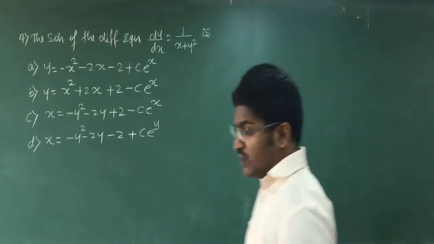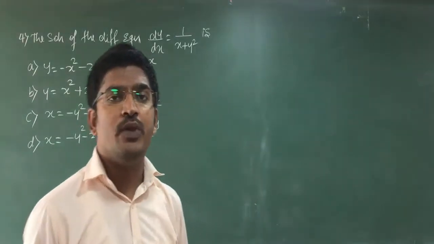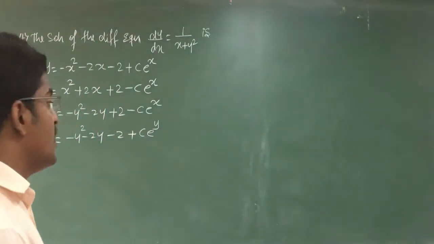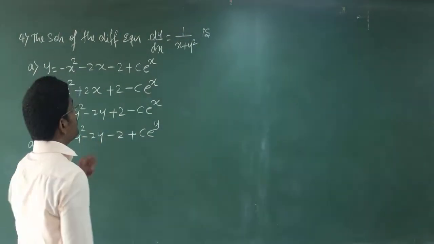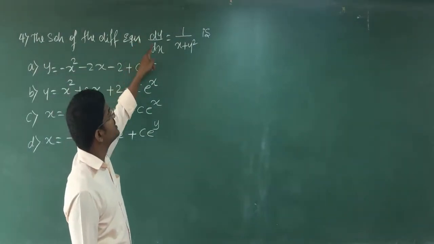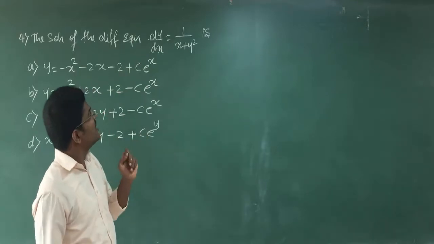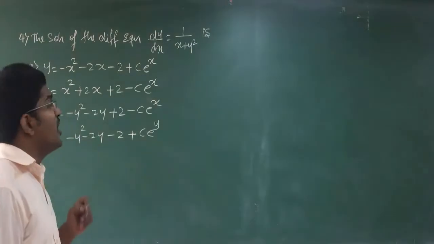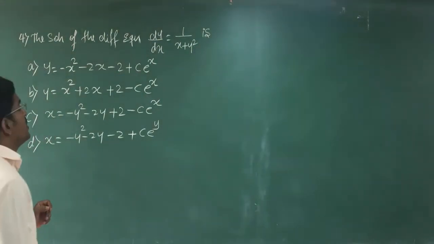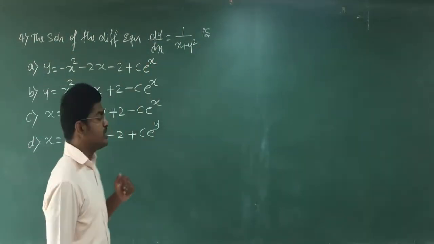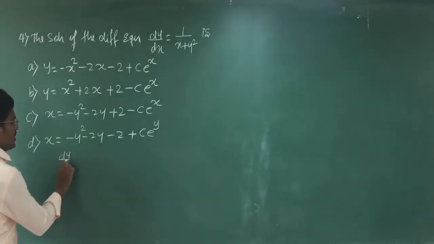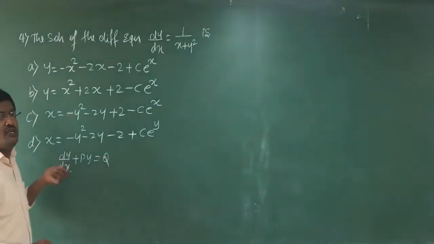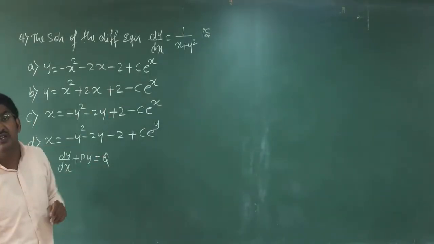Okay students, now let us solve the fourth problem on linear differential equations. Clear? So what is your differential equation here? dy by dx equal to 1 by x plus y square. If you see this, you can't solve it in the form dy by dx plus py equal to q. You can't bring that particular differential equation to this form.